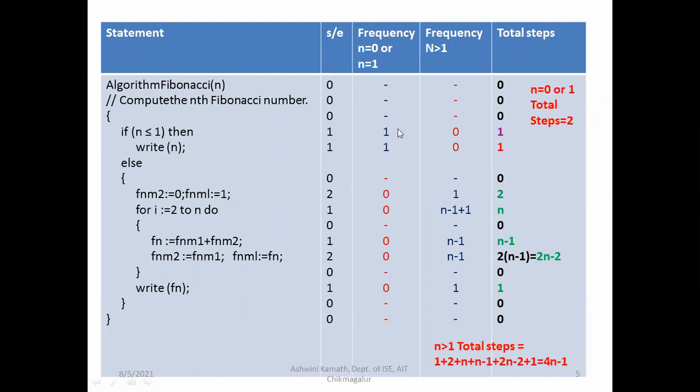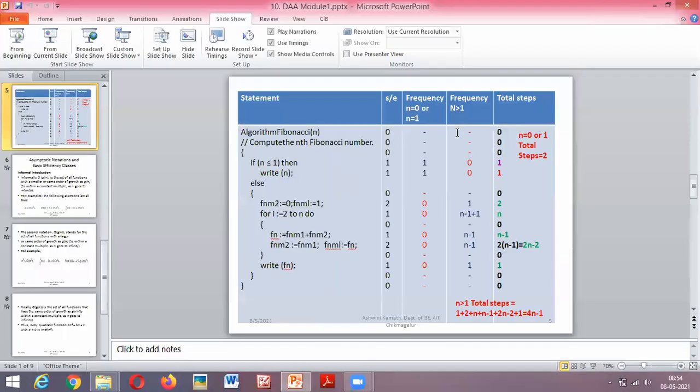Okay, then when n is greater than 1, to check the condition, this will be executed. Right, to check the condition, this will be executed. So this will be 1. Sorry, I have written this as 0. It is 1. Okay, this will be executed when n is equal to 1. This condition will be executed.